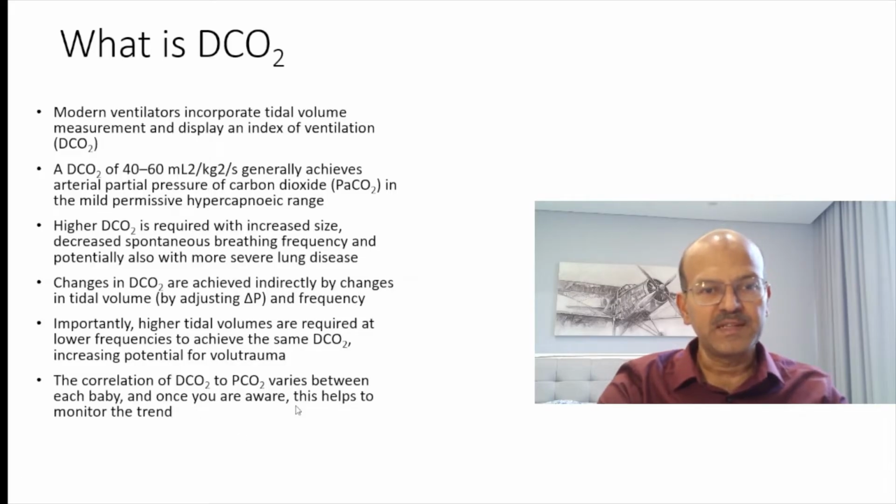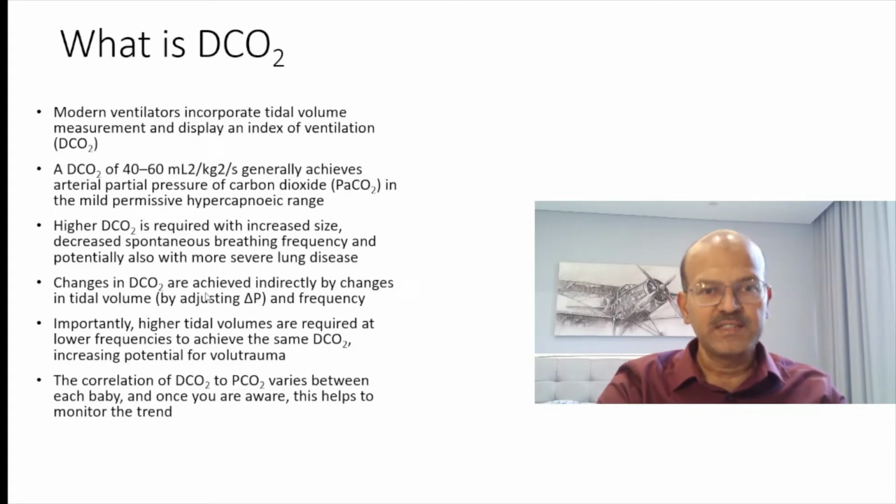But remember that the correlation varies between each baby, and once you know this correlation, it may help you to monitor the trend. A higher DCO2 is required with the higher size of the baby, where there is reduced spontaneous breathing frequency. So if you allow the baby to breathe in the background, you can do with the lower DCO2 and with the more severe lung disease. So you might need a lower rate and a higher tidal volume if the baby is bigger, and when you have paralyzed the baby as well, you need a lower frequency with a higher tidal volume.